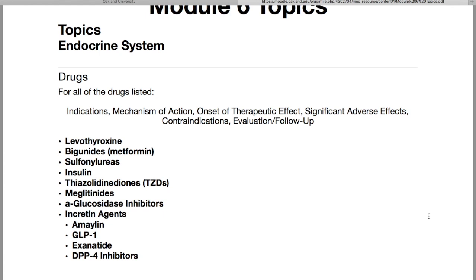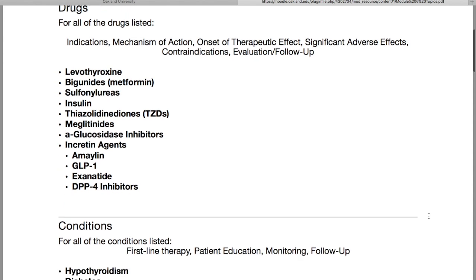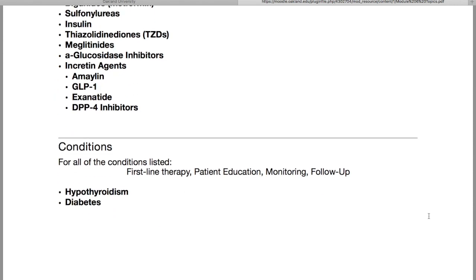The drugs that we're going to cover as far as the endocrine system goes include levothyroxine, the biguanides or metformin, the sulfonylureas, insulin, the TZDs, the meglitinides, the alpha-glucosidase inhibitors, and the incretin agents, and those include amylin, GLP-1, exenatide or Byetta, and the DPP-4 inhibitors. So a lot of information to cover in the endocrine system drugs, but those are the ones that you should focus on. The conditions that we're covering as far as the endocrine system include hypothyroidism and diabetes.